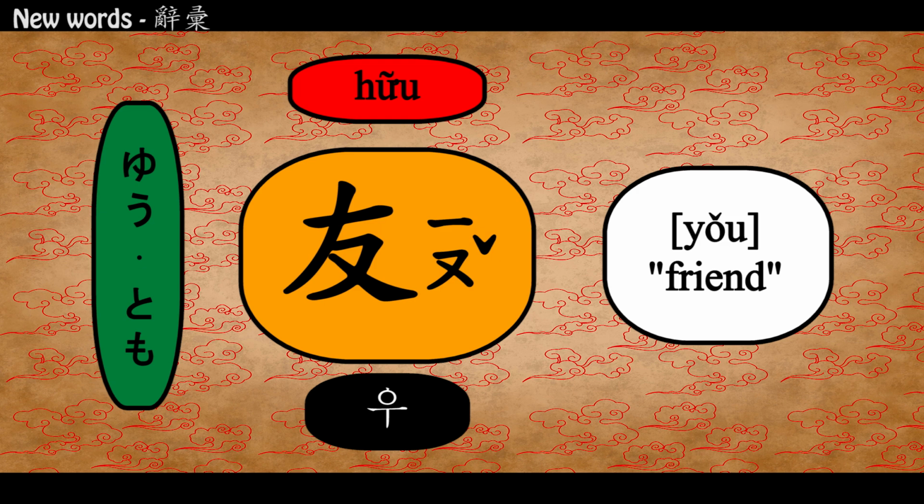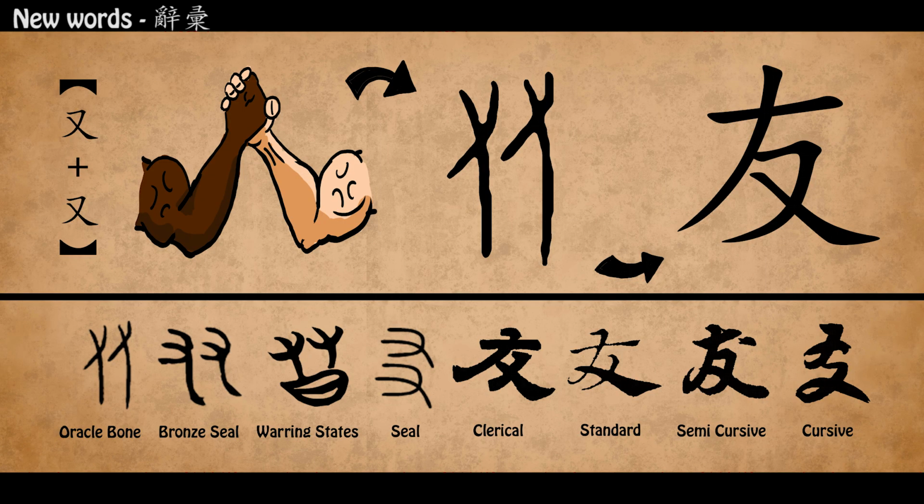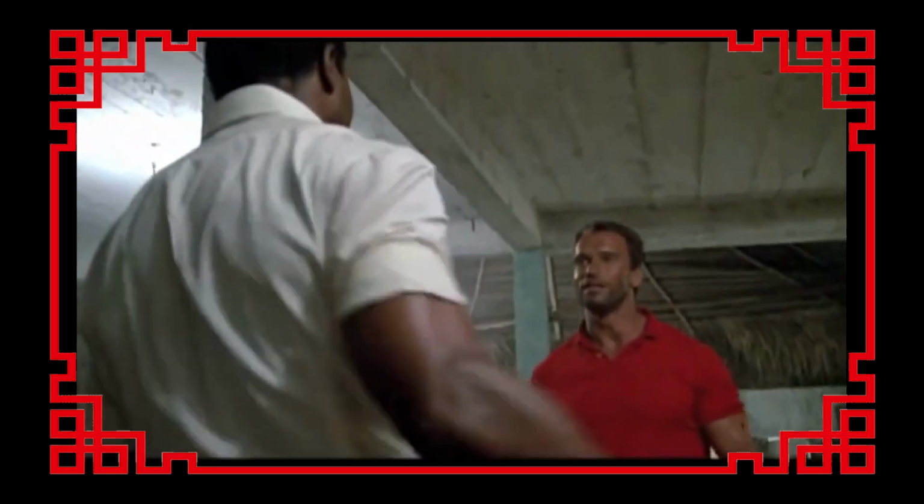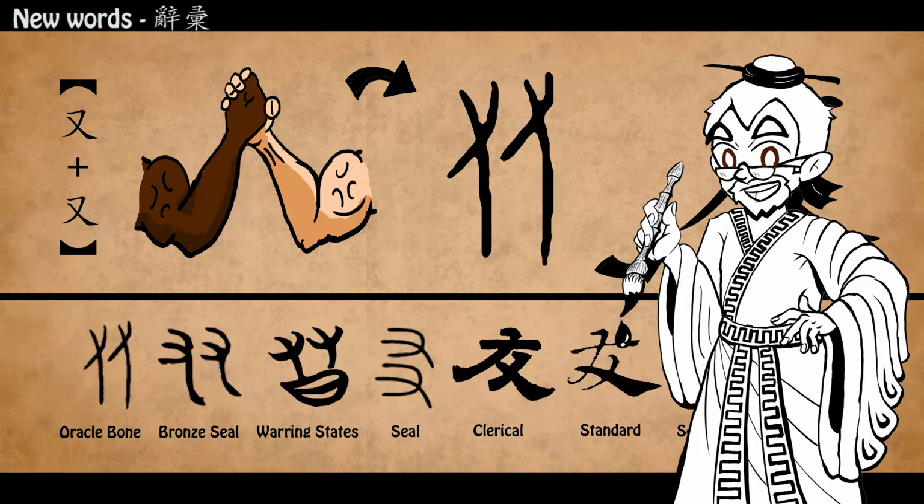You, friend. From two you, right hands together, which also gives the reading. Two hands meeting in friendship or two hands pushing the same way. Two friends working together towards the same goal. You son of a bitch. Friendship! Which was how the old Chinese saw friendship.